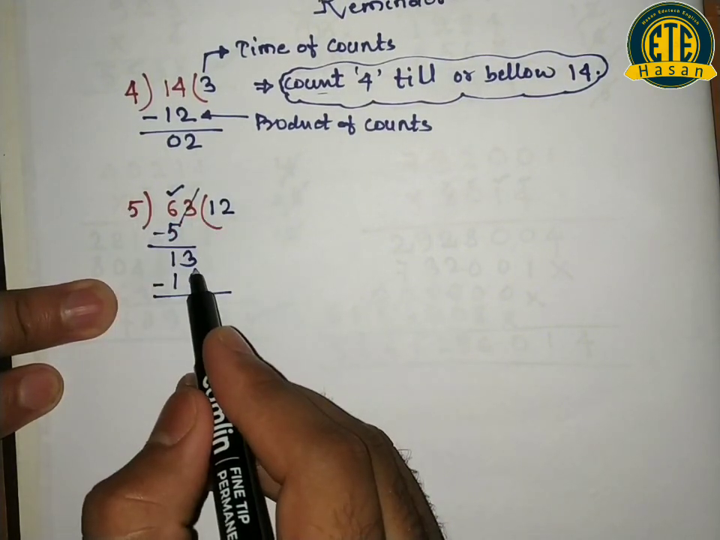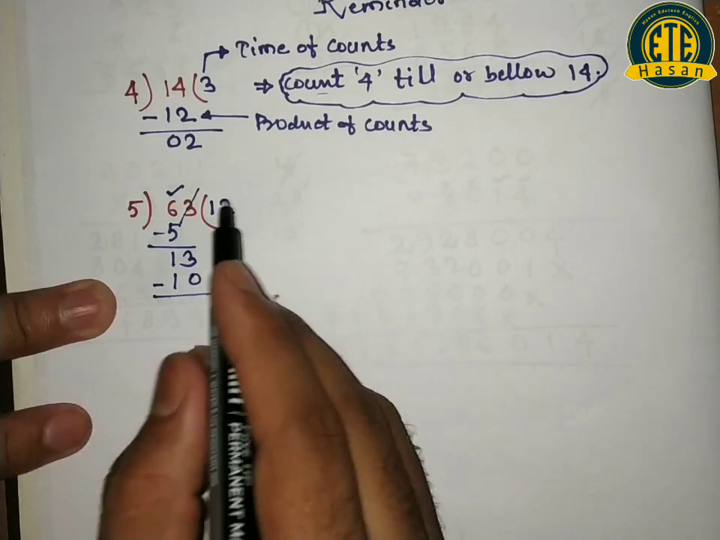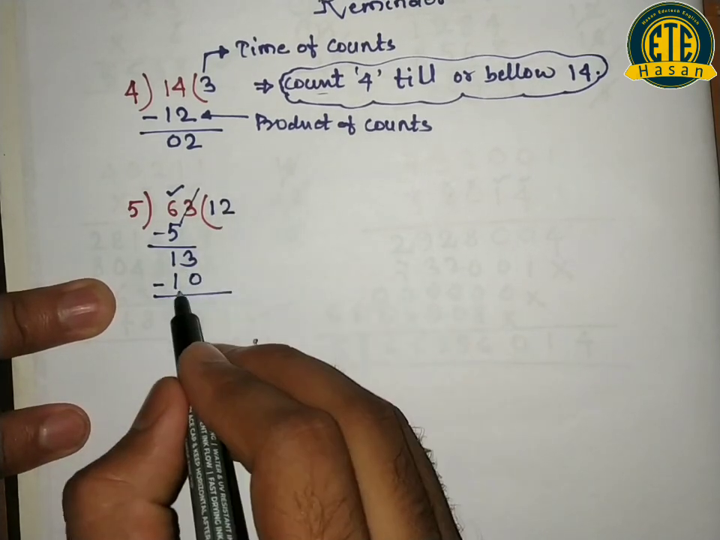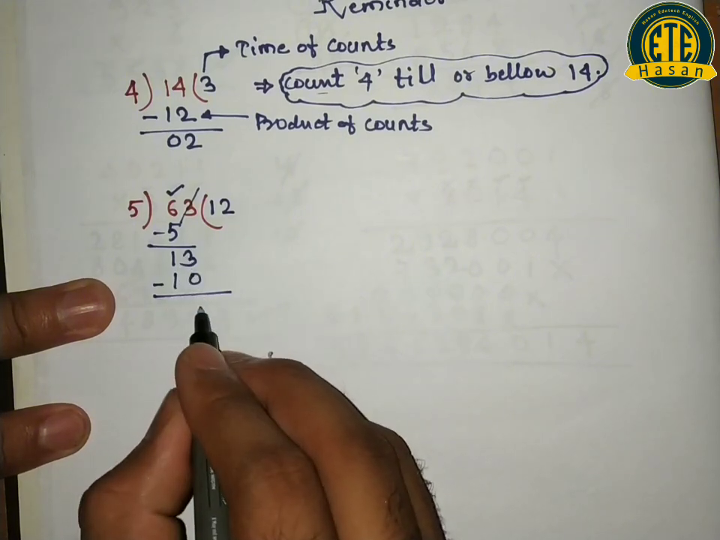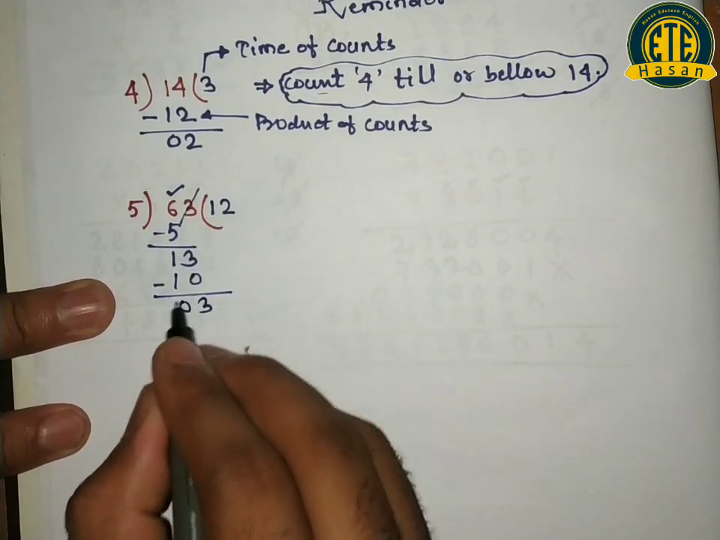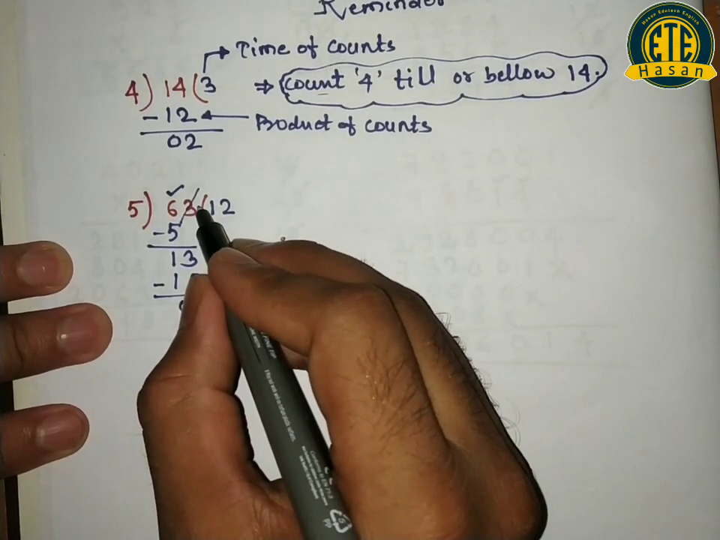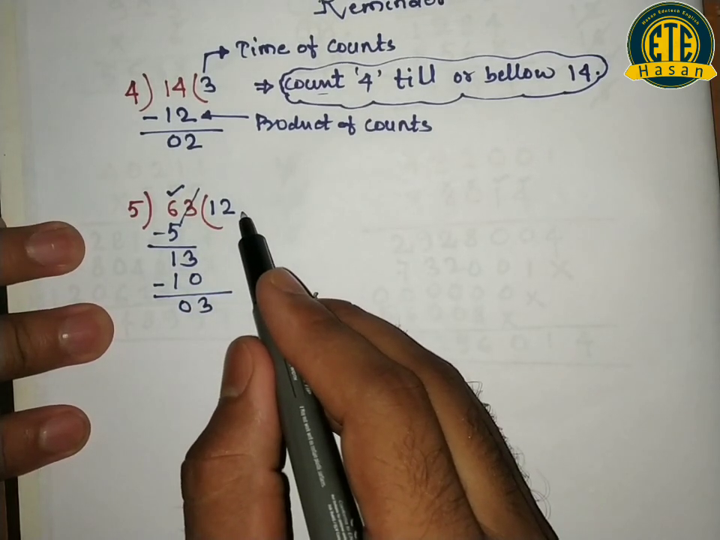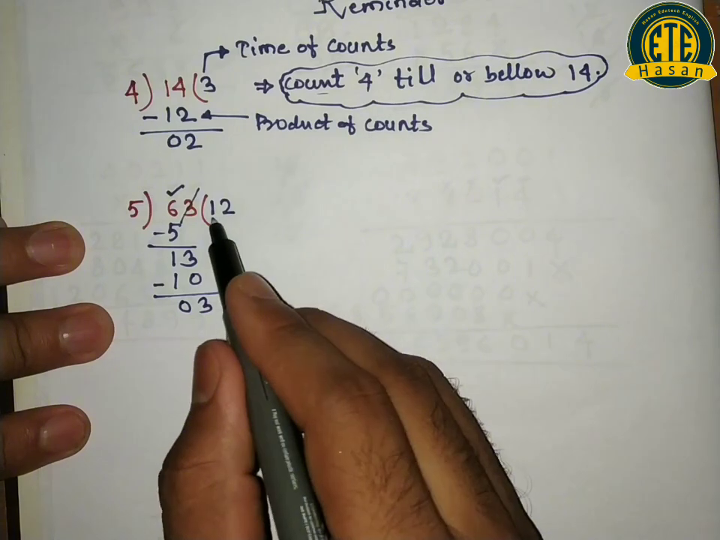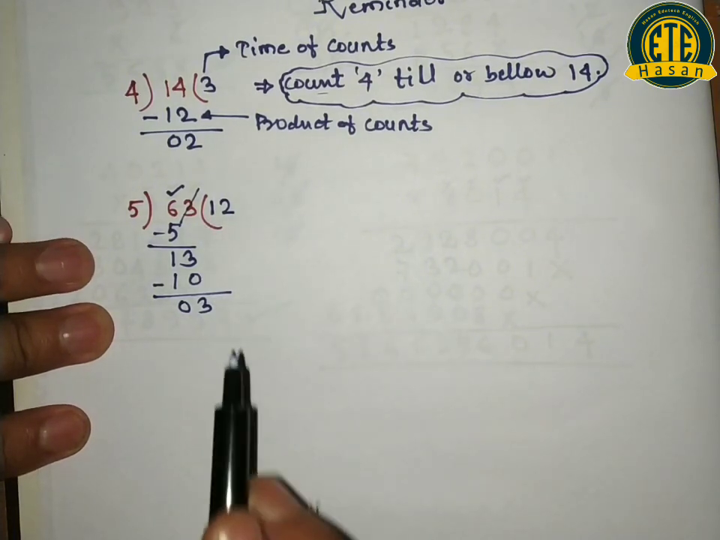5 threes will be 15, which is greater than 13, so 5 twos are 10. Here 2 times, their product will be 10. So now subtract it. 3 minus 0 will be 3. 1 minus 1 will be 0. Is there any number left? No. So our answer is over. What we have got is the quotient 12 and remainder 3.